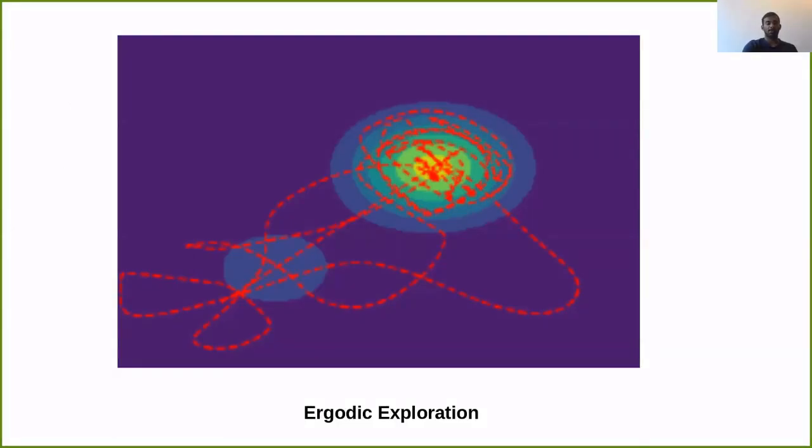What is ergodic exploration? A robot is said to perform ergodic exploration with respect to a given reference probability distribution if the spatial statistics of the output trajectory of the robot matches the given distribution as time tends to infinity. This means the time spent by the robot at any region in the state space is proportional to the probability mass of that region.